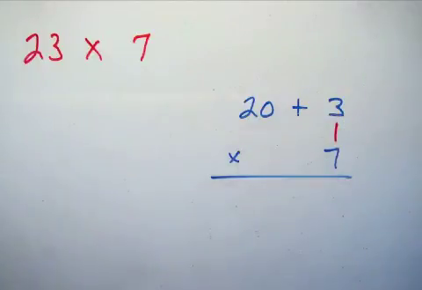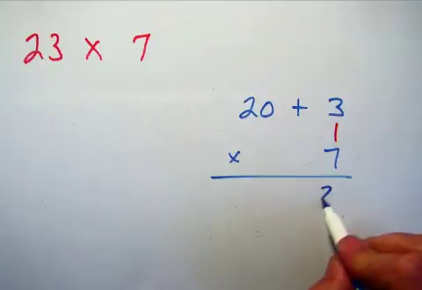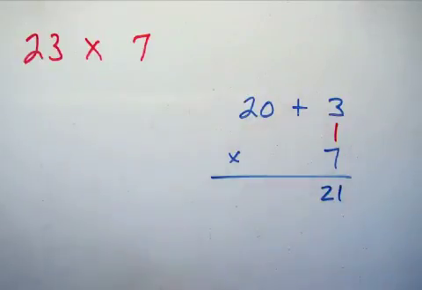3 times 7. Well, do you need to count it? You can count it either way. 7, 14, 21, or count by 3s. 3, 6, 9, 12, 15, 18, 21. You can do it that way too. But 3 times 7 is 21. By the way, if you can memorize 3 times 7 is 21, there's very few things to memorize in math.